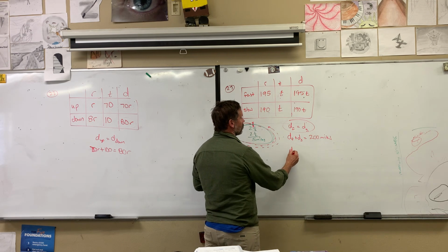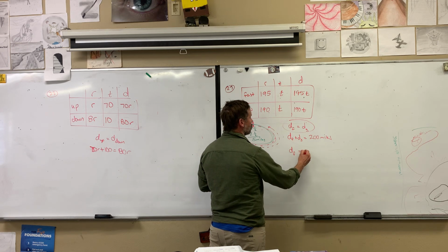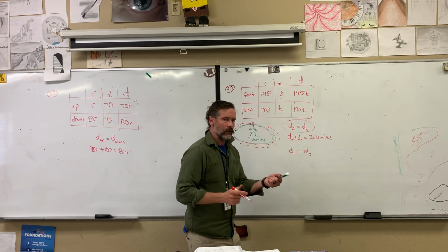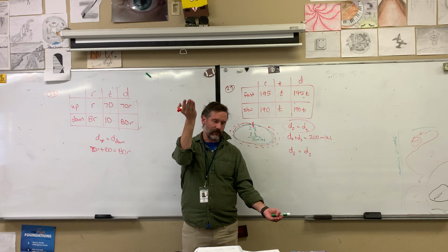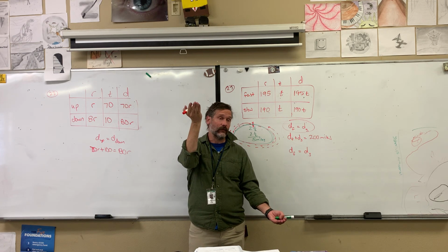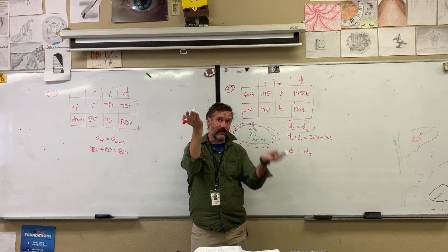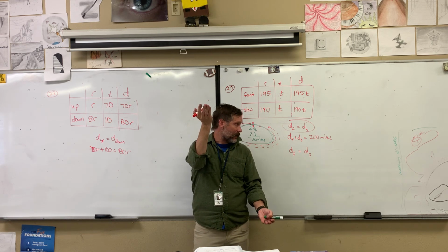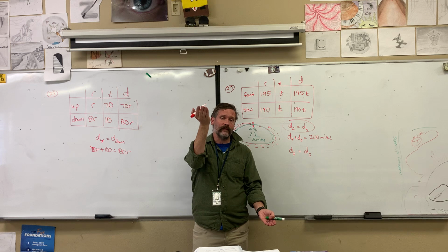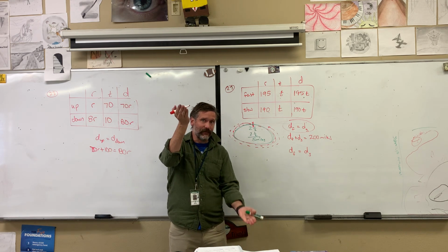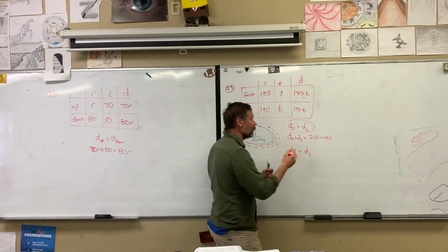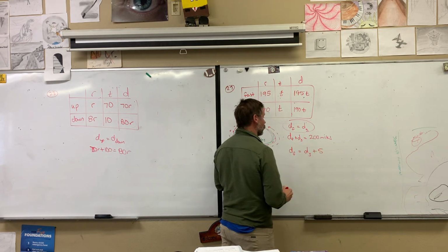So the distance of the faster car equals the distance of the slower car. Remember, the slower car will have gone less than the faster car. The faster car will have traveled a farther distance. So if we use this equation, we know the distances aren't equal, but what can I do to the slower car to make the distances equal? The slower car needs to add 5 miles to itself. So, 5 miles right there.